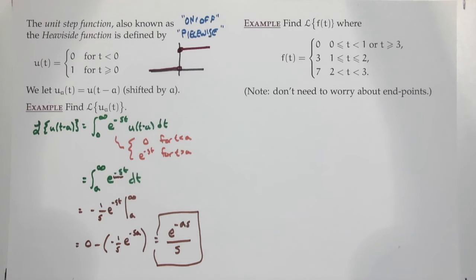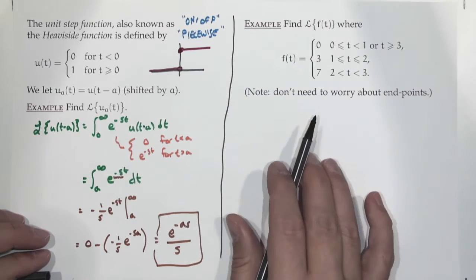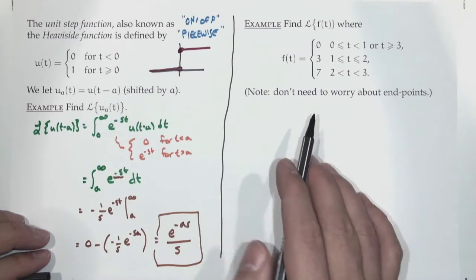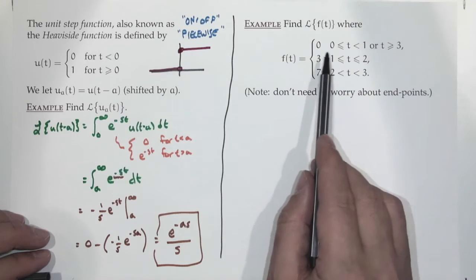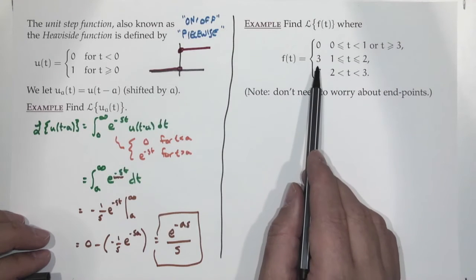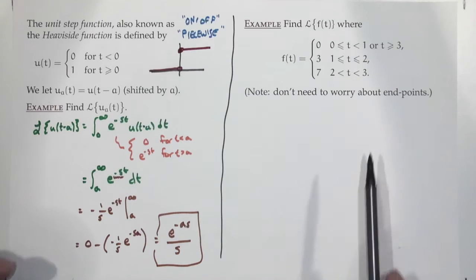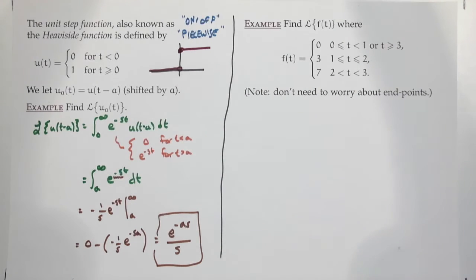So, let's do an example. Find the Laplace transform of f of t, where f of t is this piecewise function. It's 0 if we're between 0 and 1, or above 3. It's 3 if we're between 1 and 2. And it's 7 if we're between 2 and 3. And there's a note there that says, don't worry about endpoints, because when you do an integration, what happens at a single point doesn't matter, at least this week. There's another story coming next week. But the moral is, we don't really care what happens at the endpoints.